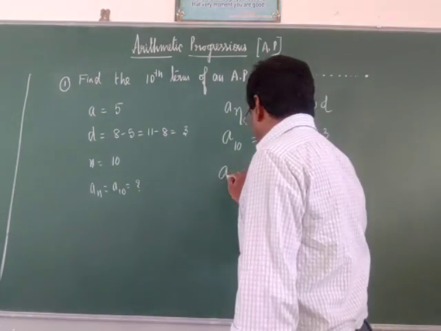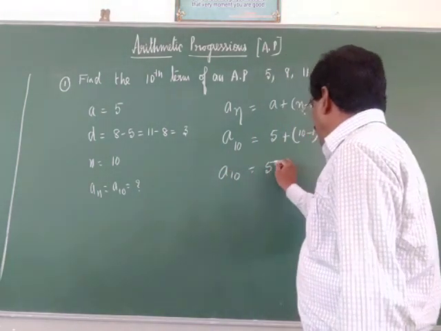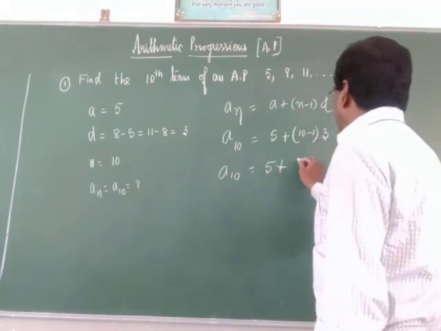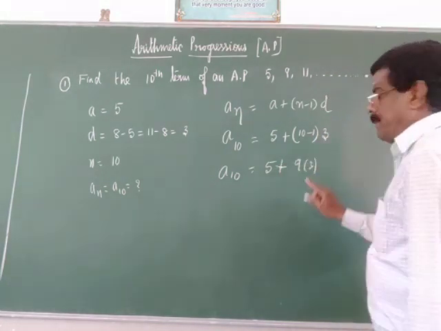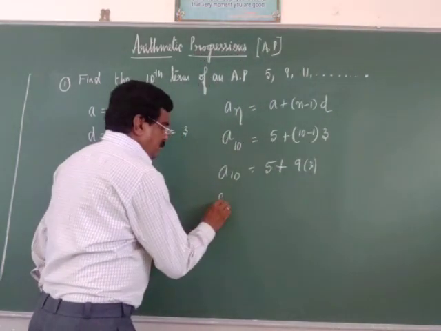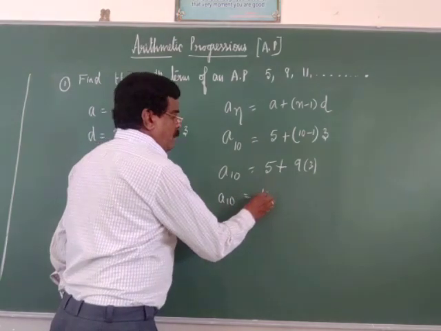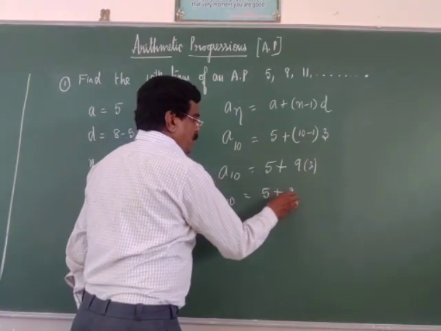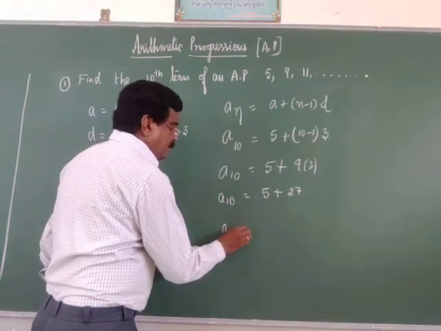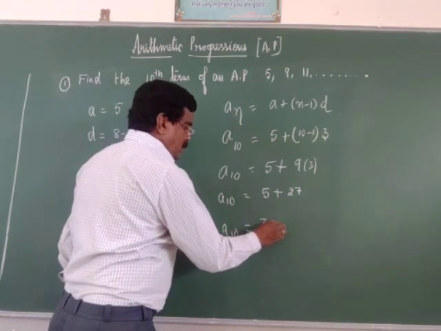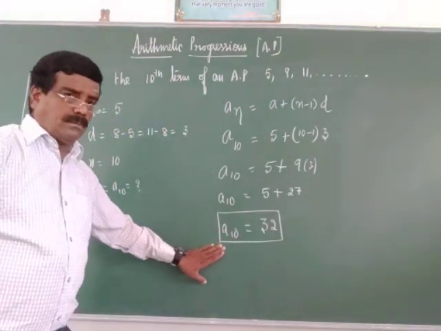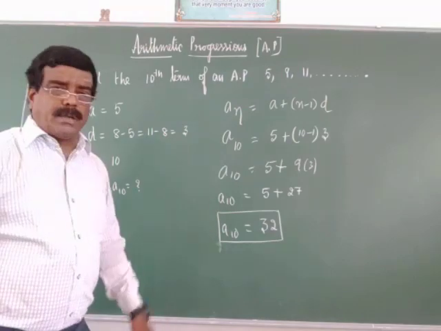It means A10 is equal to 5 plus, 10 minus 1 means children, 9, into 3. You have to multiply this by 3. So finally what you will get? A10 is equal to 5 plus 9 times 3, which is 27. So that is A10 is equal to 32. See, this is how you can do this answer.